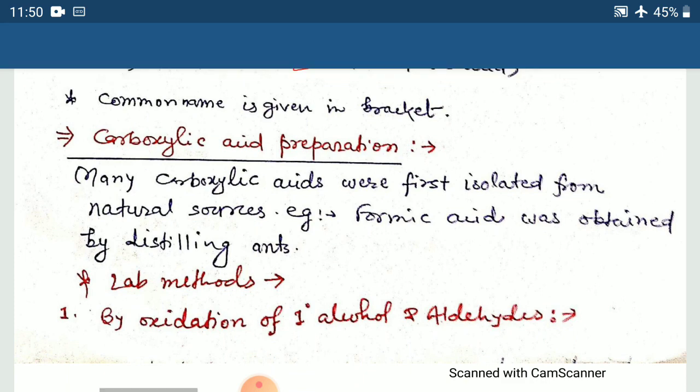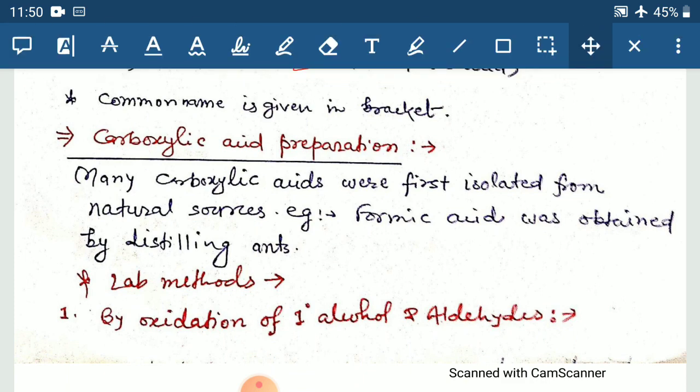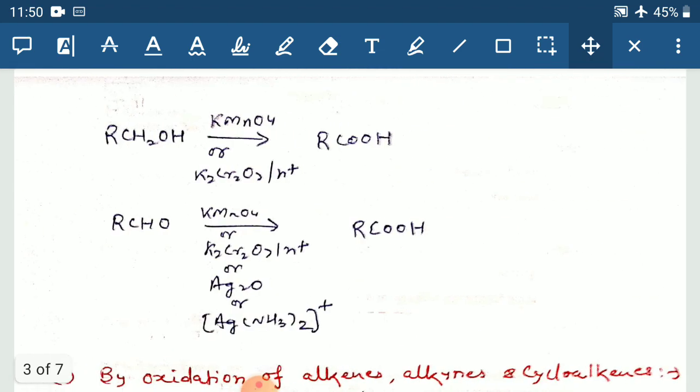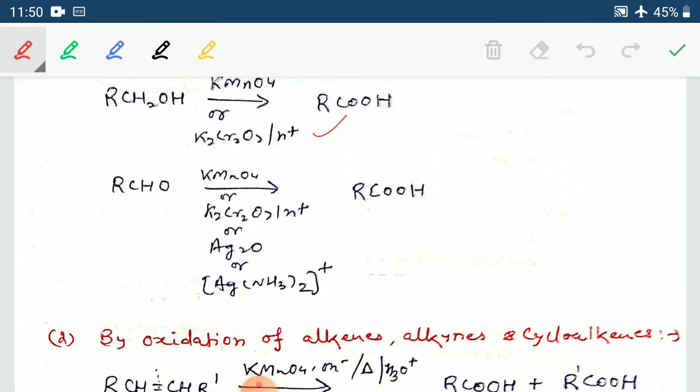So first of all, by oxidation of primary alcohol and aldehydes, carboxylic acid can be obtained. Here RCH2OH is the primary alcohol or RCHO is the aldehyde. Both upon oxidation they will give carboxylic acid. We can use many oxidizing agents such as KMnO4, K2Cr2O7, Tollens reagent, etc.